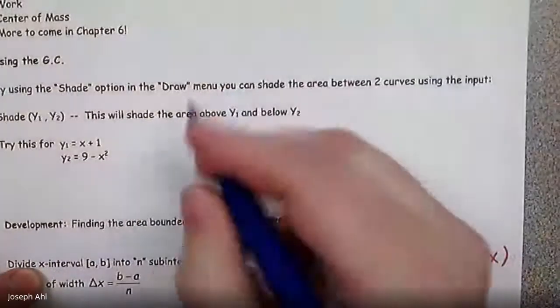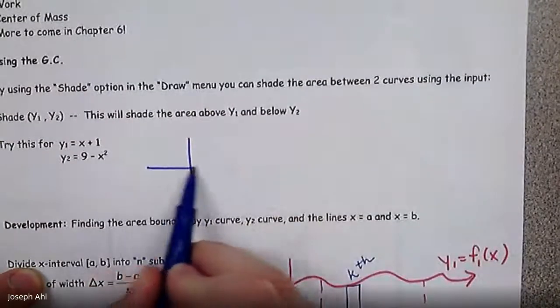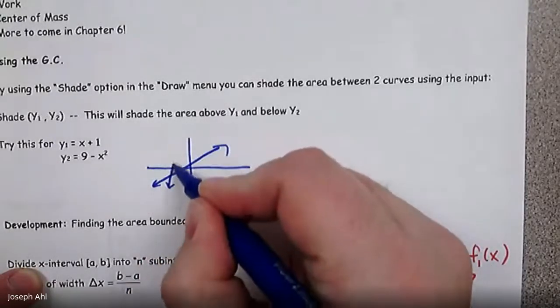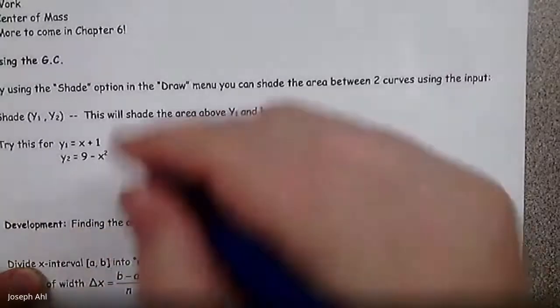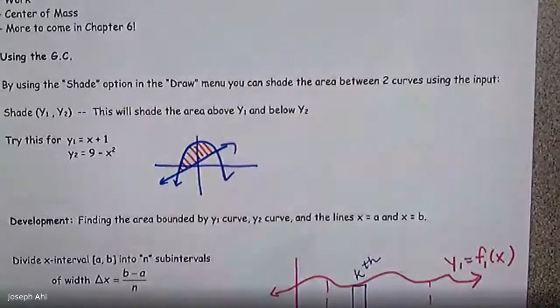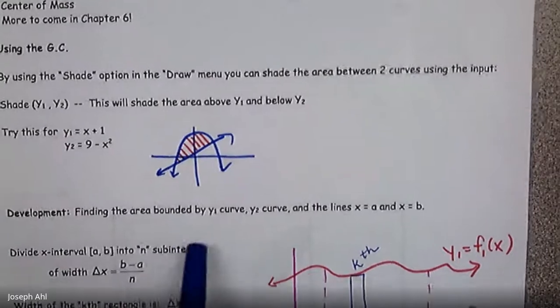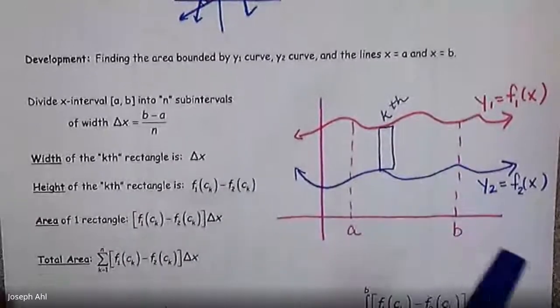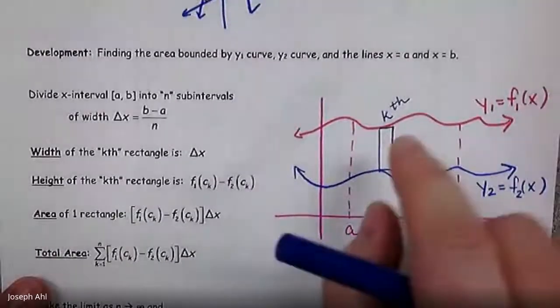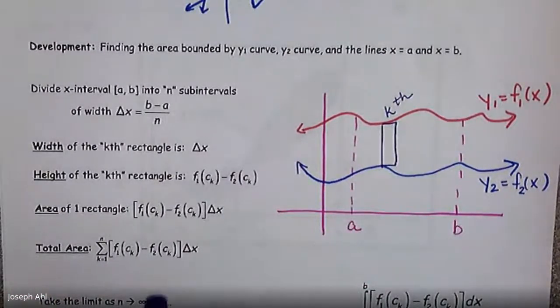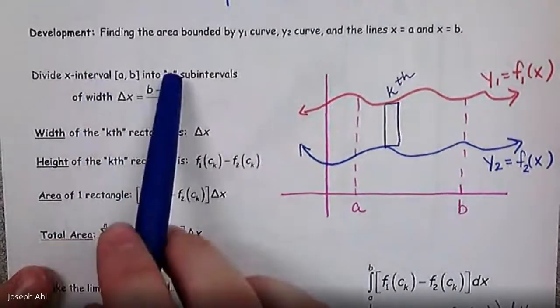Okay. So just as a quick visual, when I did shade with y1 and y2, we had this function here. We had this function here. And we saw that the shading was this region here. Okay. How do we determine the area of that region of the graph? Well, to find the area bounded by the y1 curve and the y2 curve and lines x equals a and x equals b, here's my diagram right here. Okay. So I want to find the area that's bound by these two curves on the interval from a to b.